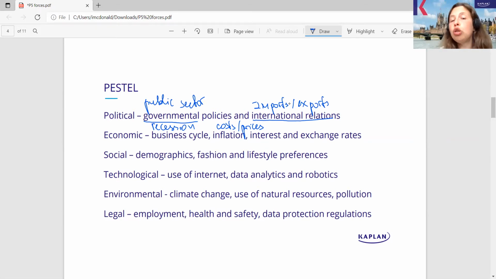We also need to think about interest and exchange rates. So interest rates will impact the cost of funding.